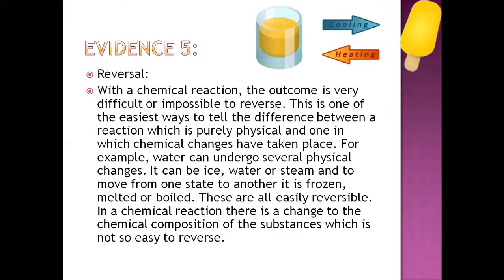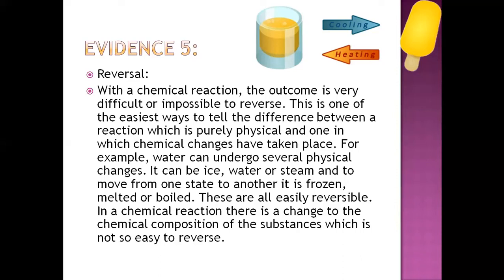Evidence 5. Reversal. With a chemical reaction, the outcome is very difficult or impossible to reverse. This is one of the easiest ways to tell the difference between a reaction which is purely physical and one in which chemical changes have taken place.